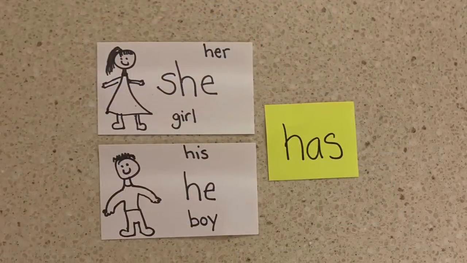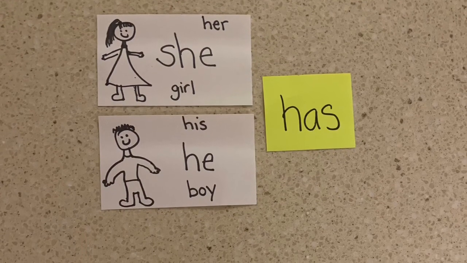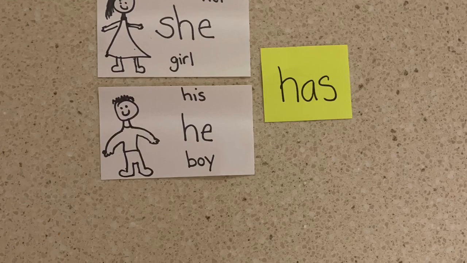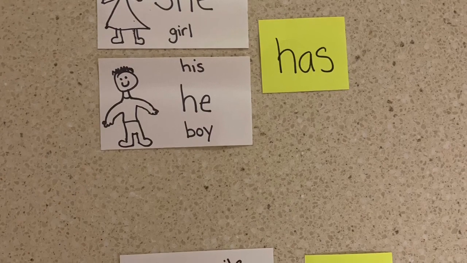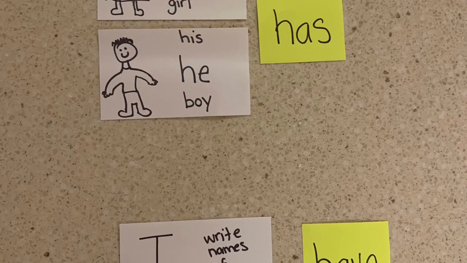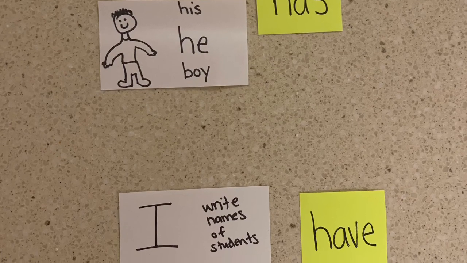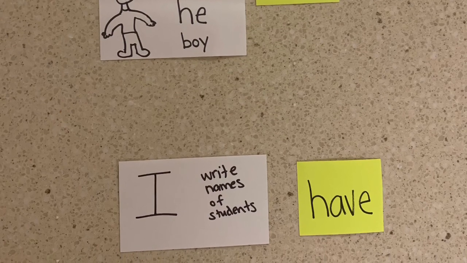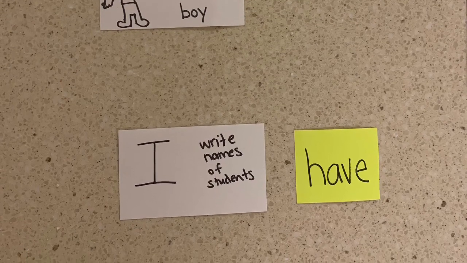For a grammar boost, explain to students the difference between boys and girls and how the pronouns he and she match the gender. Use the picture cards to help. Point out to the students that when you use the pronouns he and she, you use the verb has. When you use the subject I, you are referring to yourself. Write the names of the students on this card. Using the word I means you change the verb from has to have. Practice pronouncing has and have.